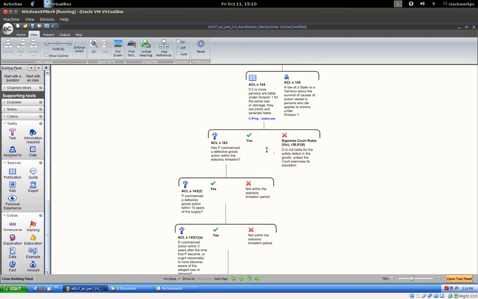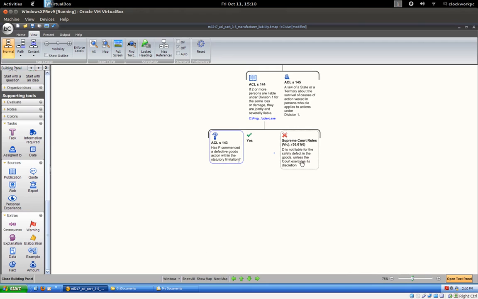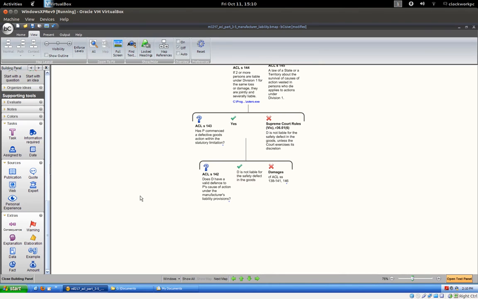So assuming that the plaintiff has commenced a defective goods action within the statutory limitation period, you then move on to ask whether the defendant has a valid defense. At this point it's been established that the plaintiff has a good cause of action, so now we're asking about defense.